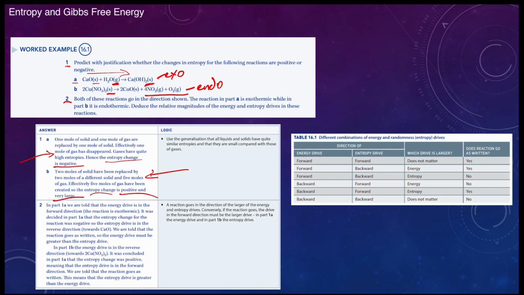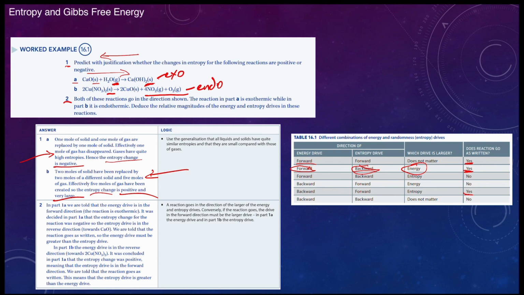And we can see we've gone from a gas to a solid. So the entropy drive for this one, I'm running out of space, so I'm going to put this arrow above it, would be backward. And it's as written. Now we can use our table to work it out, or you might be able to work it out by now without using the table, but let's use the table anyway. Yes, it is as written. We have a forward energy drive, and we have a backward entropy drive. It is as written. The energy drive is dominant, is larger.